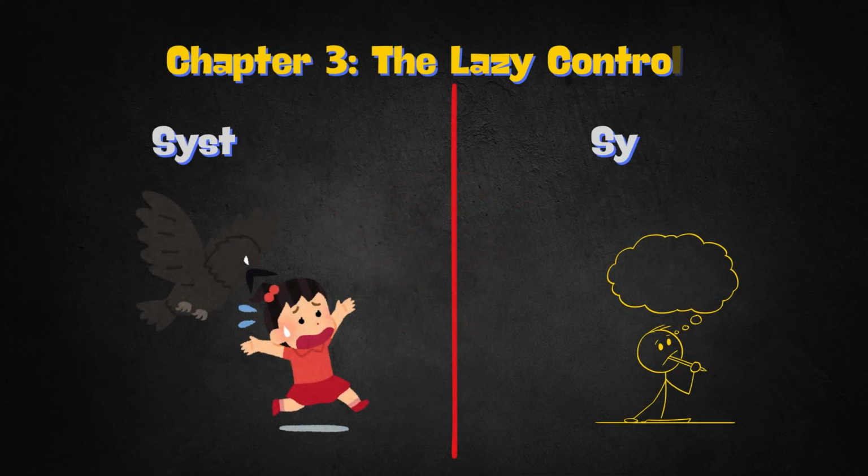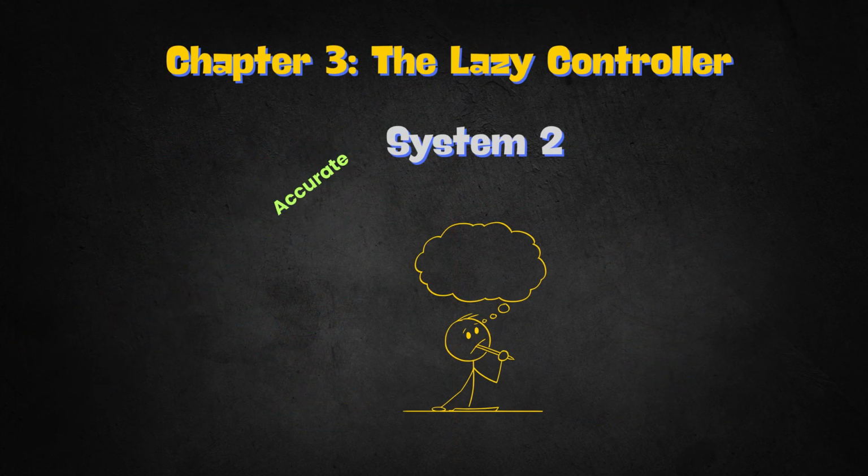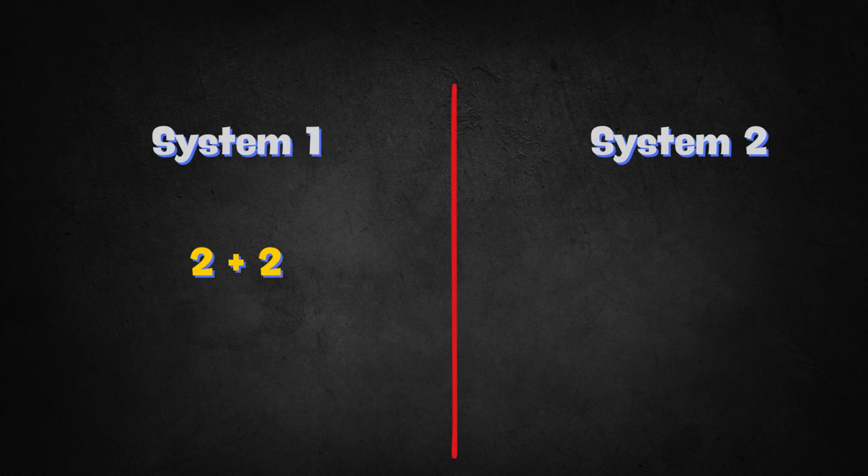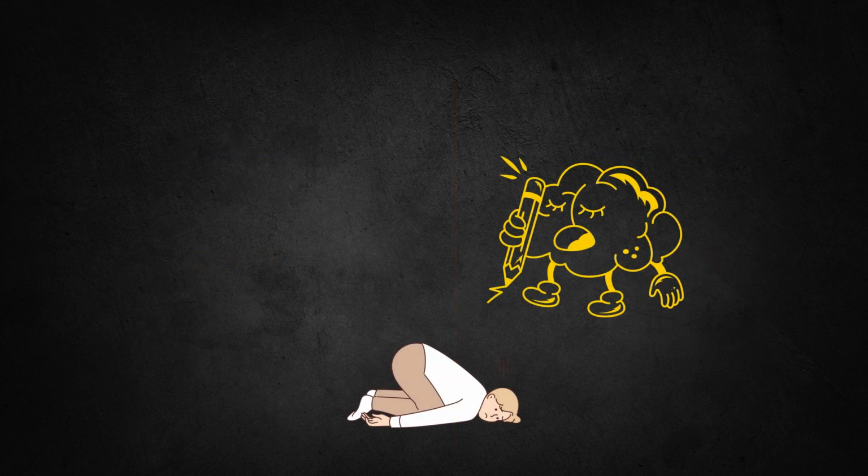Chapter 3. The Lazy Controller. Even though System 2 is more accurate, we avoid it unless absolutely necessary. For example, if I say 2 plus 2, you don't need to think. But solving 17 by 24 will require deliberate focus. And that's what Kahneman means by mental laziness.